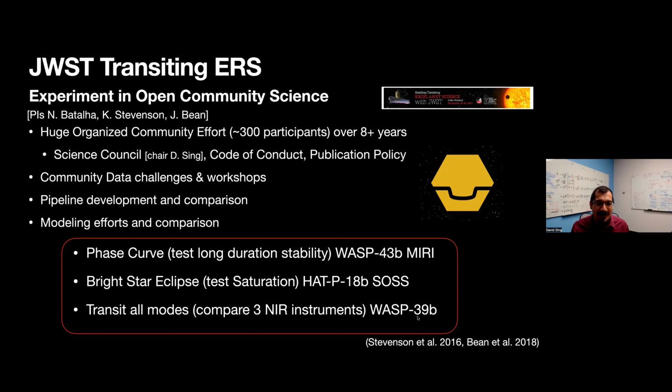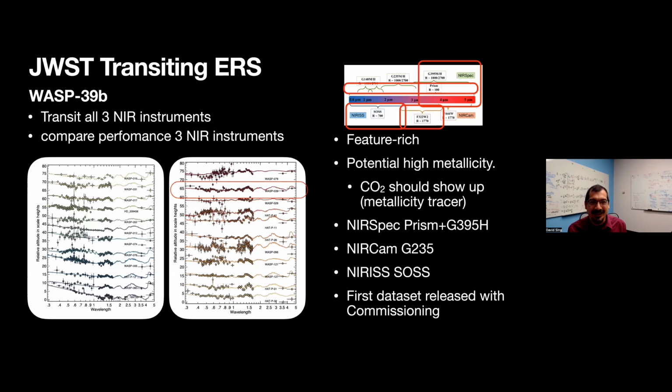And there are 3 main programs here. I won't get into all the results. There's a phase curve program, and the phase curve is just out today on arXiv, so please take a look at that. Also, we wanted to test the bright star: how bright can JWST go? So there's a HAT-18 SOSS eclipse. And we also wanted to test all the near infrared modes and compare them. That's what we did with WASP-39.